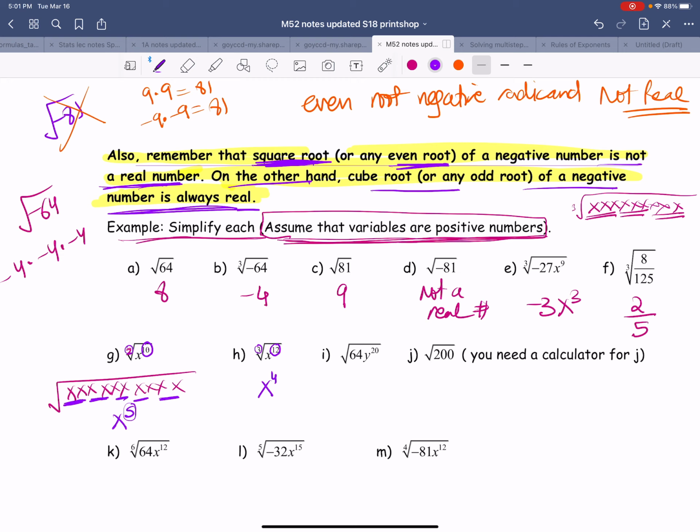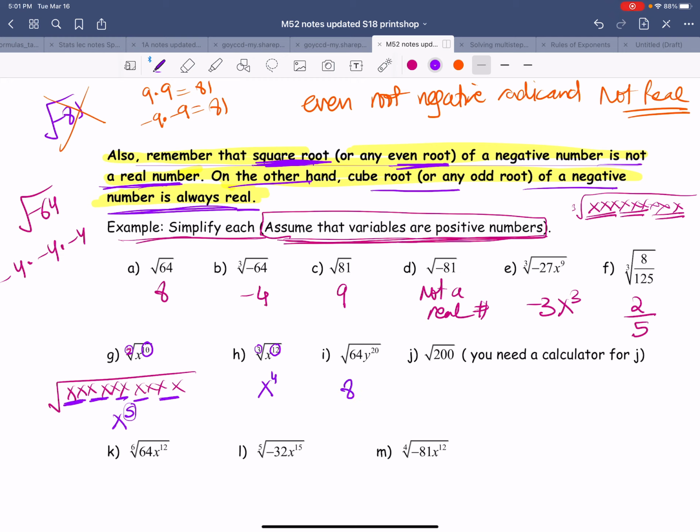That means we have 4 groups of 3 x's each when you have x to the 12 inside a cube root. Okay, square root of 64 y to the 20th. Square root of 64 is 8.